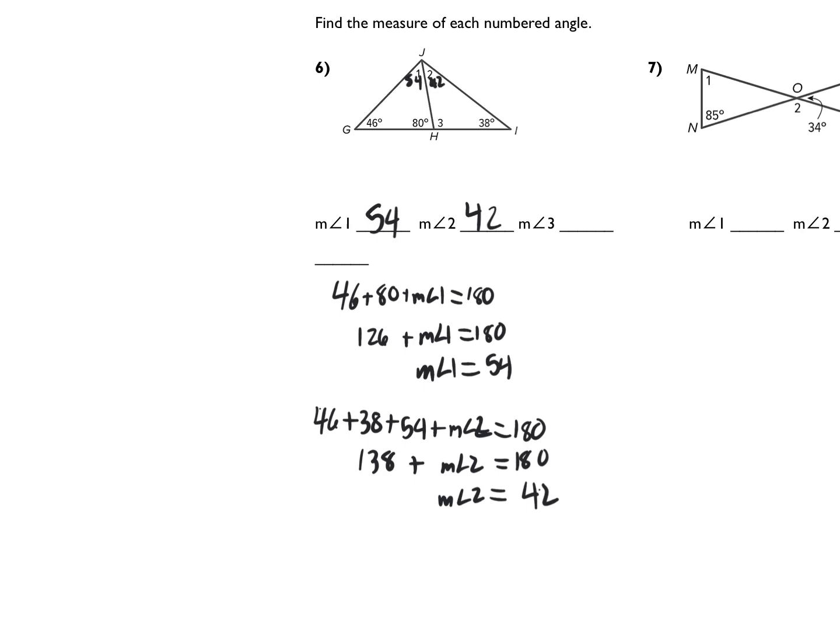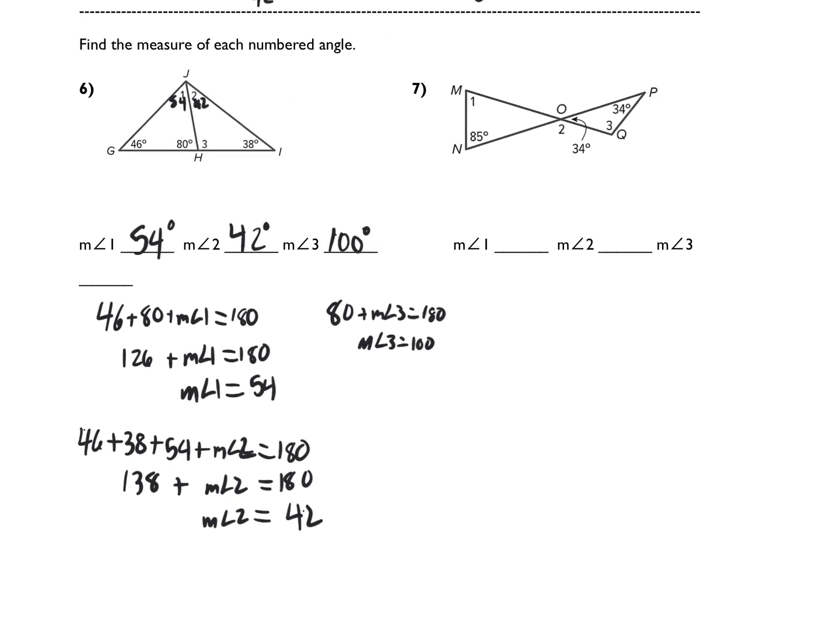So now we can figure out angle 3 one of two ways. I'm just going to do the linear pair method. Do 80 plus measure of angle 3 equals 180. So that means the measure of angle 3 is 100 degrees. All those are in degrees.